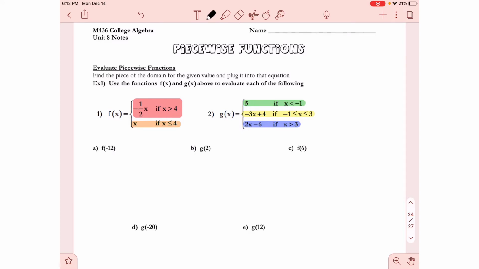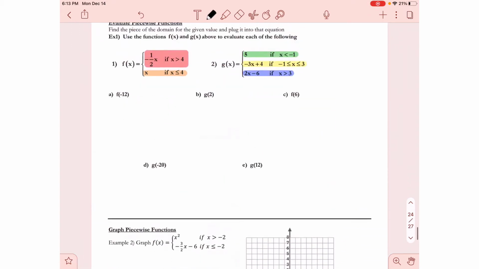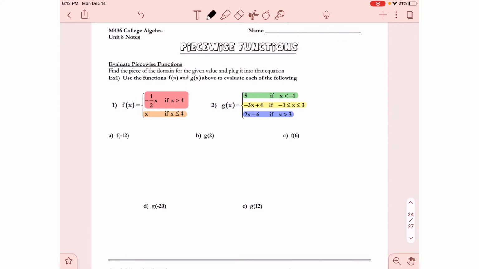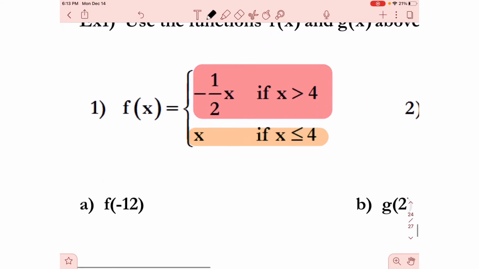So we're going to talk about piecewise functions really quickly. And we're going to do two things here. We are going to evaluate, which is this first part, and then we are going to graph, which is the second part. And those are the two things we're going to do today. A piecewise function is literally one function, but it's broken up into pieces. So I like to call them chunks or parts.